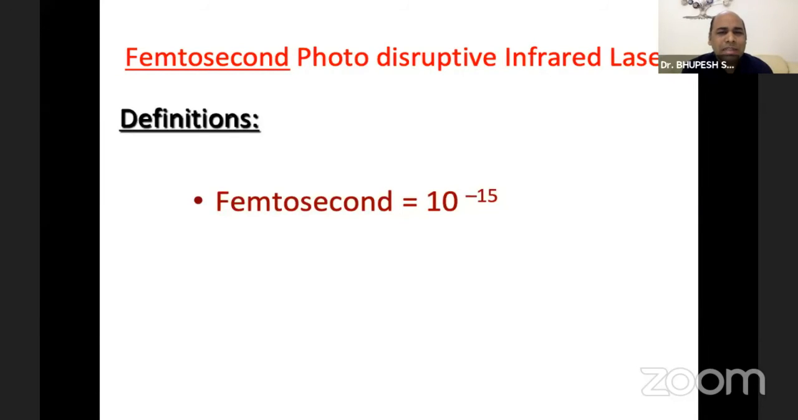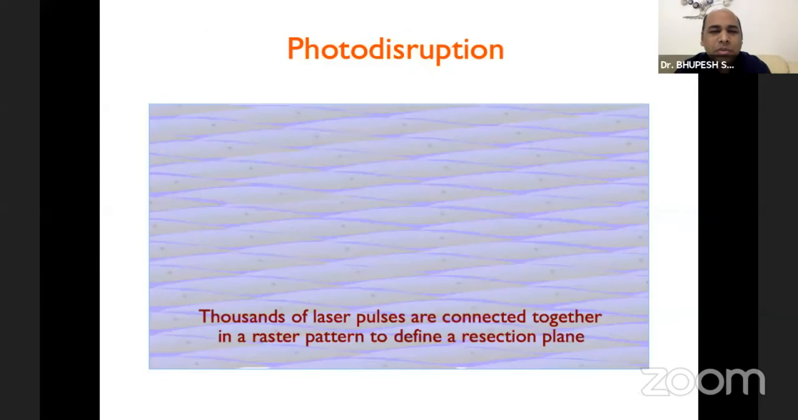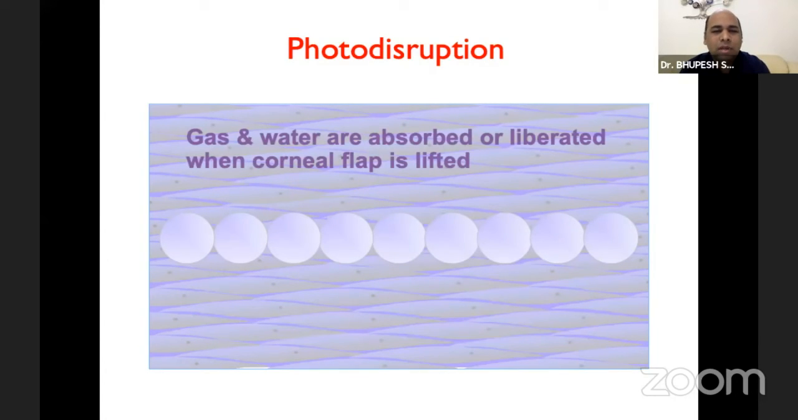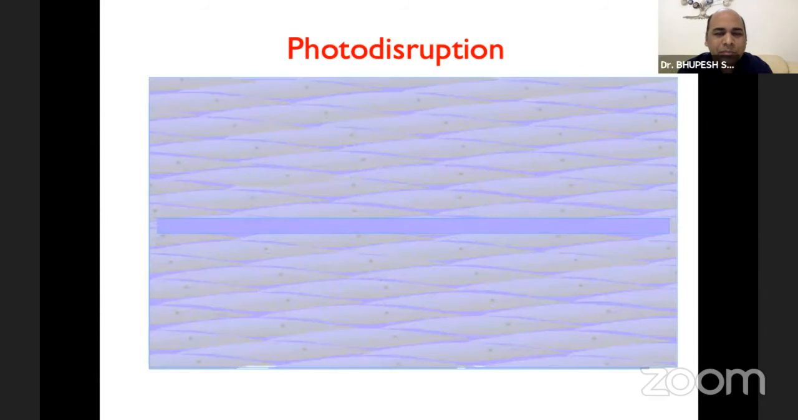The femtosecond laser is a photodisruptive infrared laser with a pulse duration of 10 to the power minus 15 seconds. It is based on the principle of photodisruption, in which thousands of laser pulses are connected together in a raster pattern to define a resection plane. Then gas and water are liberated to create a cleavage plane.